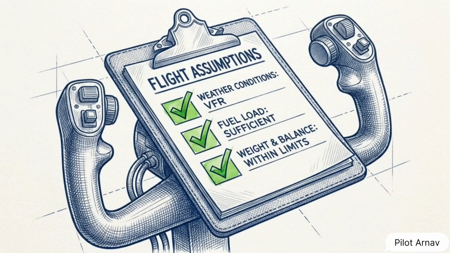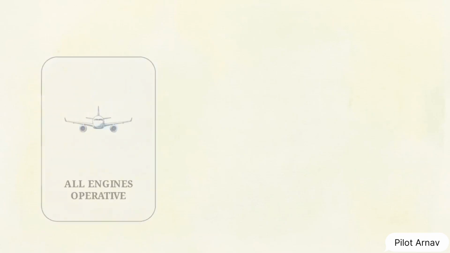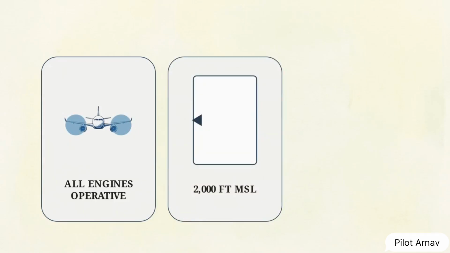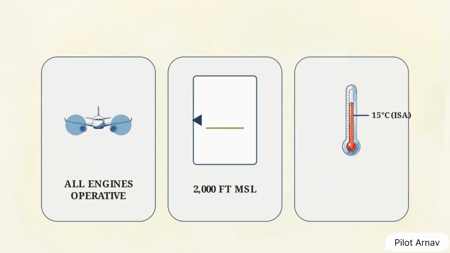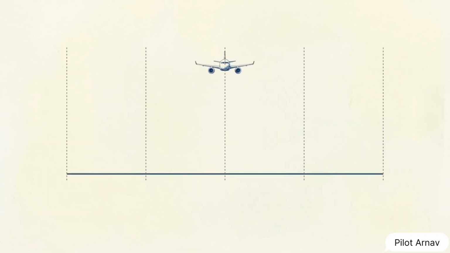To apply any PANS-OPS procedure, we have to start with 3 non-negotiable assumptions. Every procedure is calculated assuming all engines are operative. The altitude is 2,000 feet above mean sea level, and the temperature sits exactly at the ISA standard of 15 degrees Celsius. This flight track is vertically sliced into safety zones.